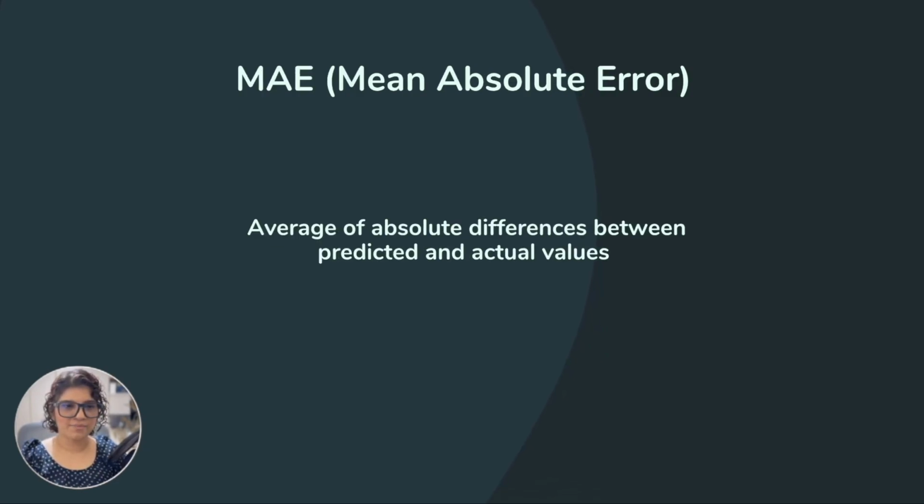MAE, or mean absolute error, is a straightforward method that tells us on average how many dollars our model is off. Since it's in the same unit as the target variable, it's easy to interpret. Let's see how this transforms to our dataset.